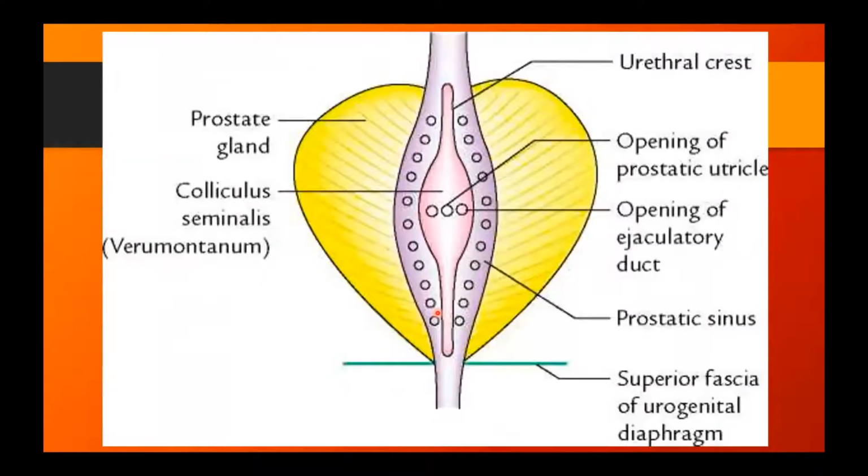So this is a simple picture. You can see how the urethral crest will be, with two openings in the middle, and the prostatic sinuses on both sides.